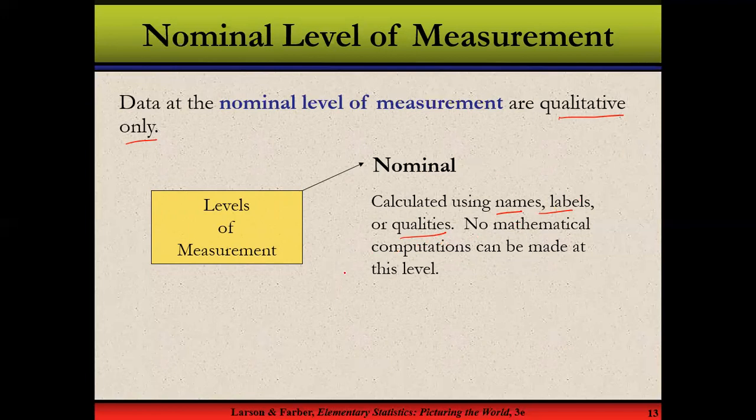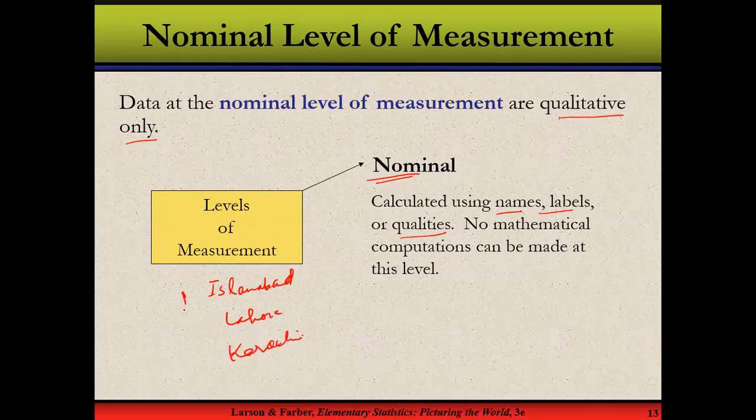Again, remember, we cannot apply any mathematical operation on nominal data, and neither can we write down the nominal data in any particular order. Let me give you an example. For example, Islamabad, Lahore, and Karachi.